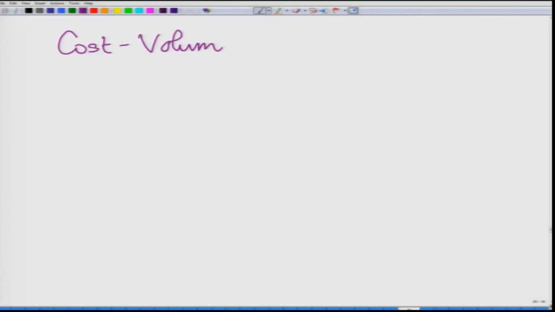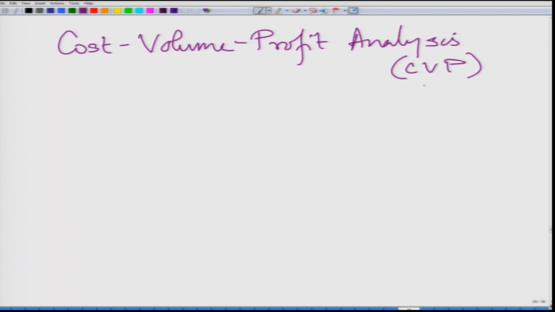Taking this forward, we can do a cost volume profit analysis, also known as CVP analysis. Cost, volume (the volume of production), and profit analysis.